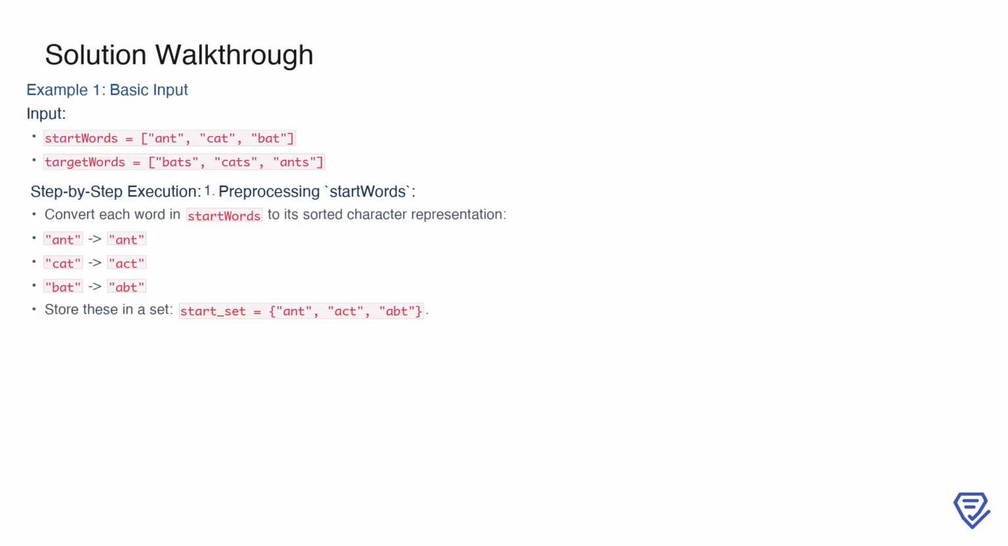To begin solving this problem, we first pre-process the start words list by converting each word into its sorted character representation. Sorting ensures that we can compare words regardless of the order of their letters. For example, the word ant remains ant, cat becomes act, and bat becomes abt. Once we've converted all the words, we store these sorted strings in a set called start_set. This set allows us to perform quick membership checks later in the solution. So, at this stage, start_set contains the elements ant, act, and abt.